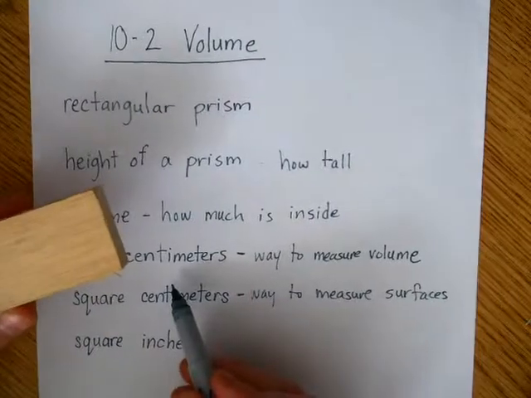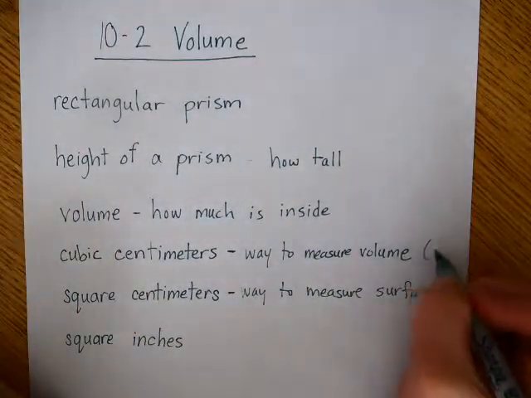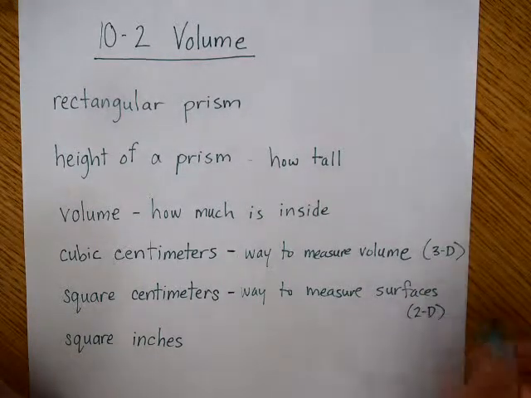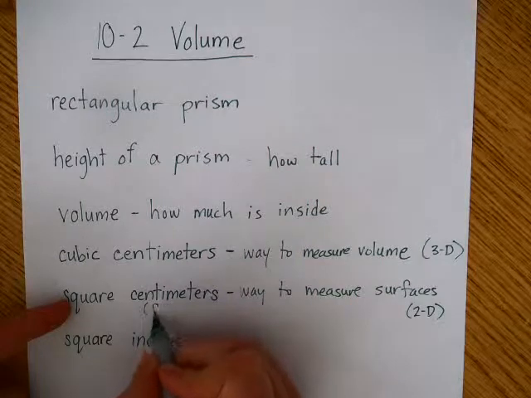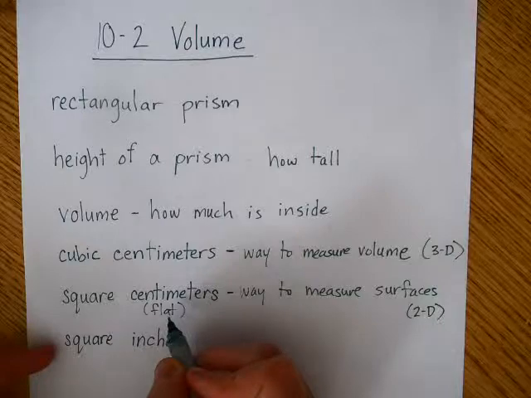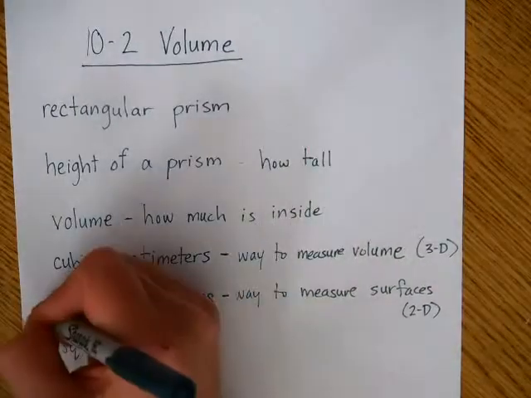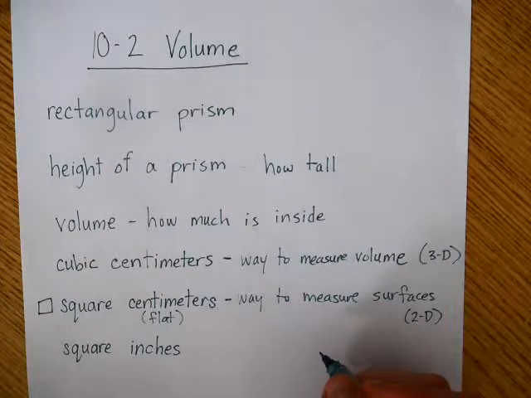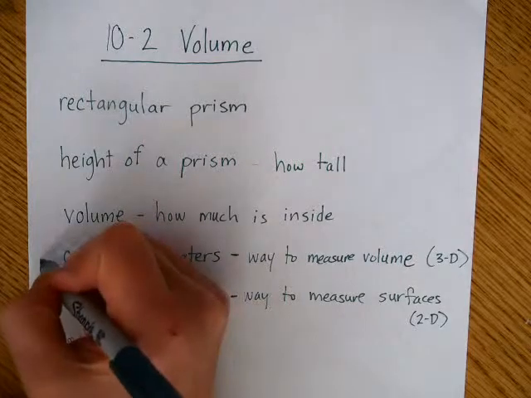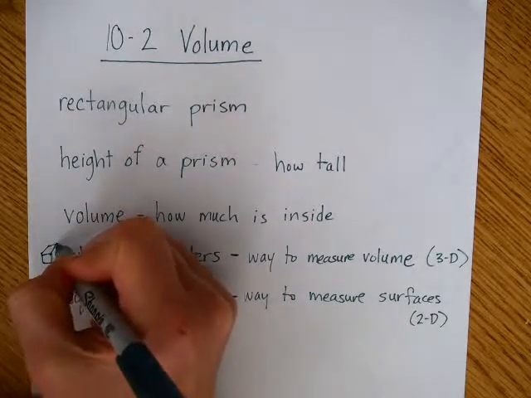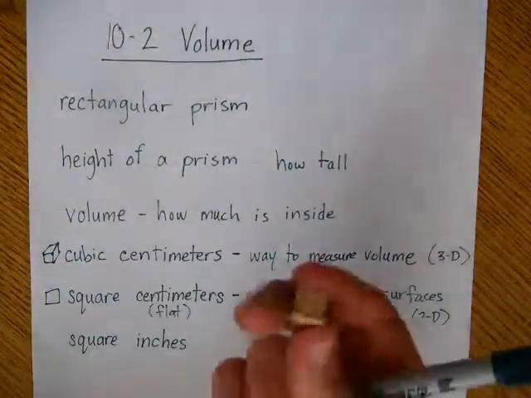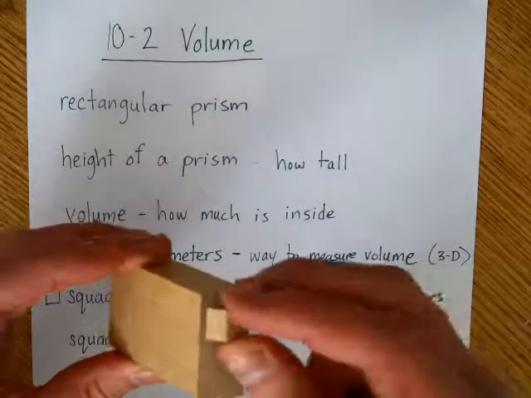Okay, and one thing you'll notice, cubic centimeters are 3D, square centimeters are 2D, right? So this is going to be something that's flat. You're going to be measuring something flat for square centimeters because it's like a square, and squares are flat. So that's how you can remember that. For cubic centimeters, it's not flat. It's like a cube. It has some more dimensions to it, so it has to be something that you can put this inside of, or if it was hollowed out.